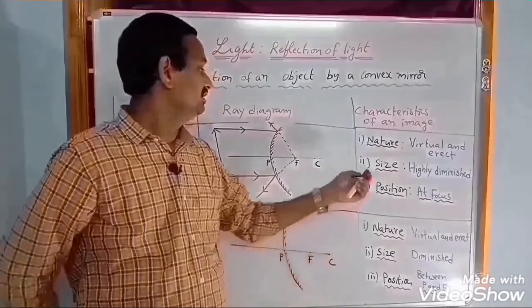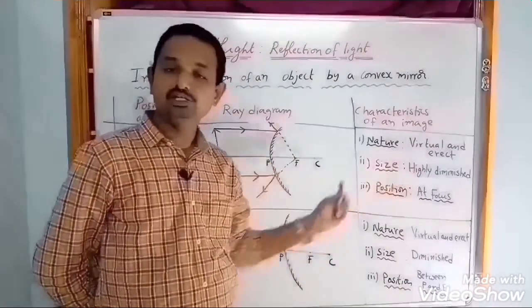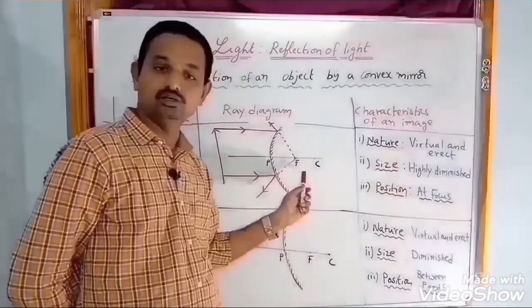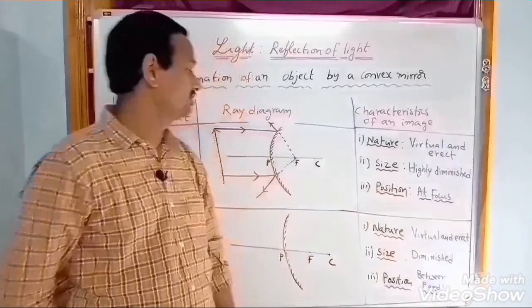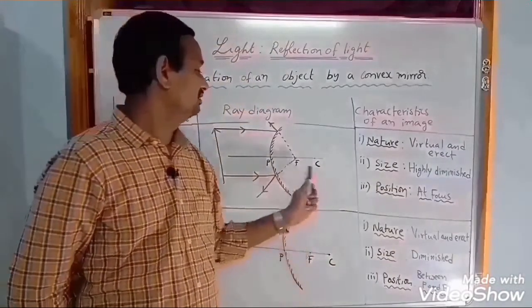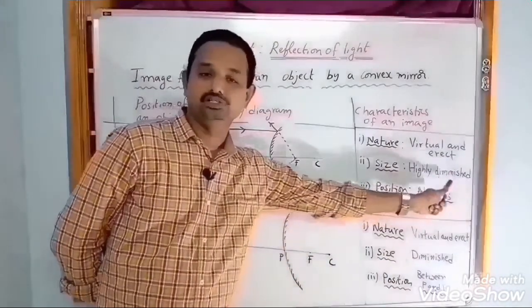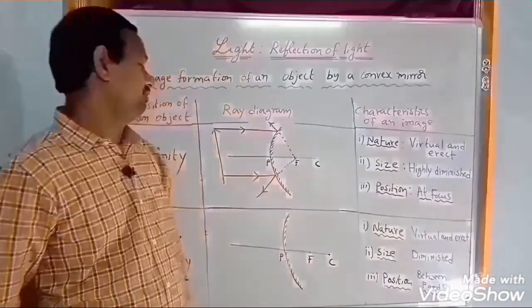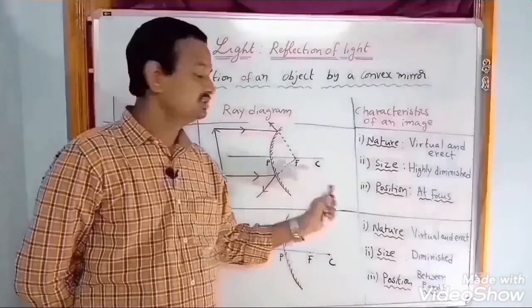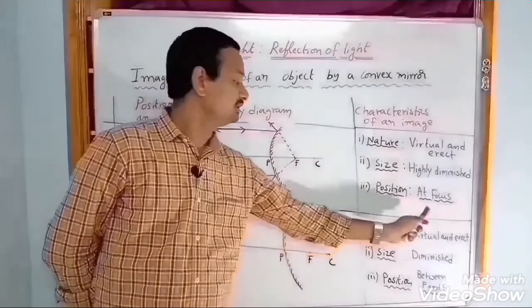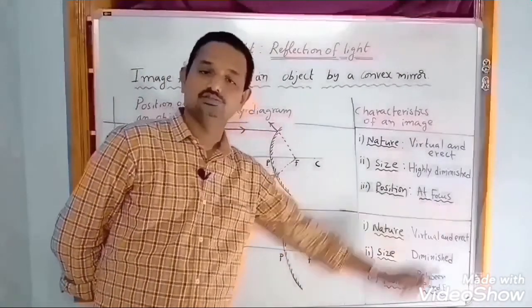So here, what are the characteristics of the image? First, nature. Here the image is formed behind the mirror, so the image is virtual and erect. Size, highly diminished. What about the position of the image? The image is formed at focus.